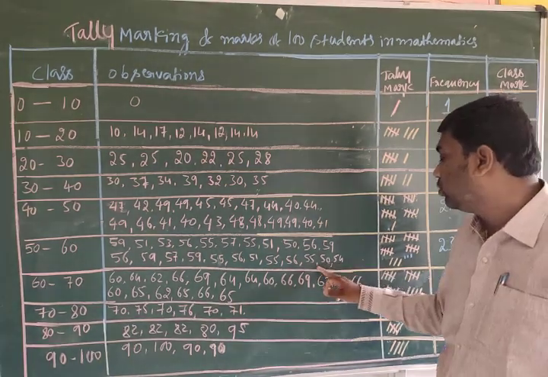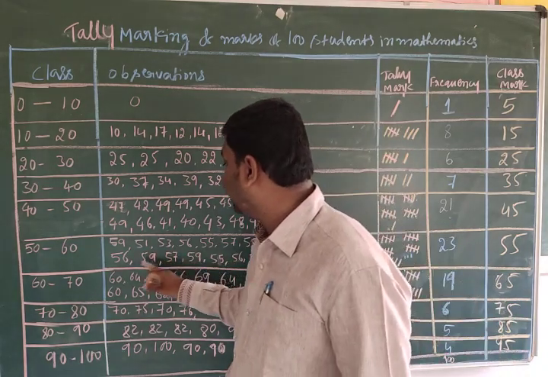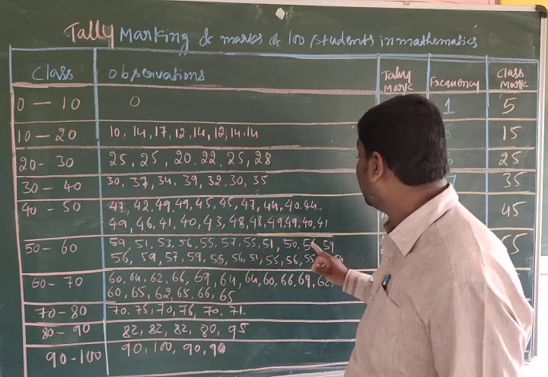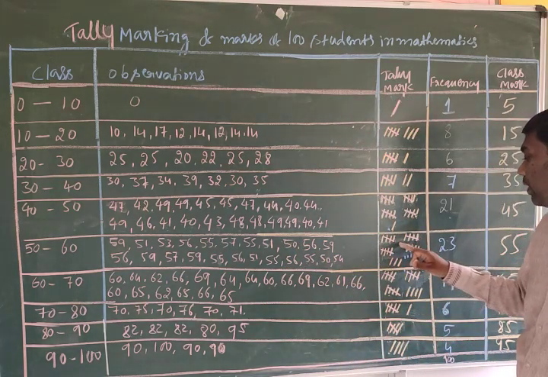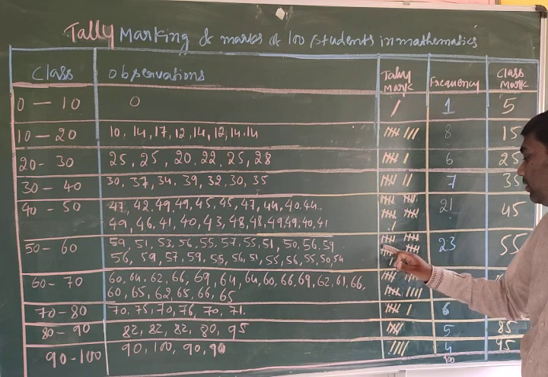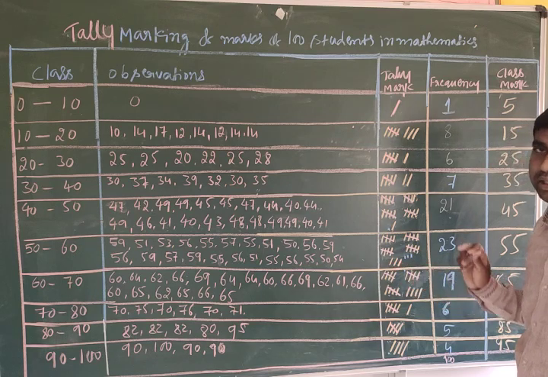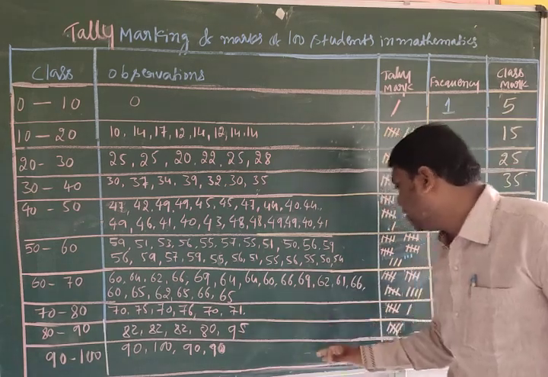Okay. 1, 2, 3, 4, 5, 6, 7, 8, 9, 10, 11, 12, 13, 14, 15, 16, 17, 18, 19, 20, 21, 22, 23. Okay. 1, 2, 3, 4 plus 1, 5. Then 10, 11, 12, 13, 14, 15, 16, 17, 18, 19, 20, 21, 22, 23. Right? So on. So as continuation same only.